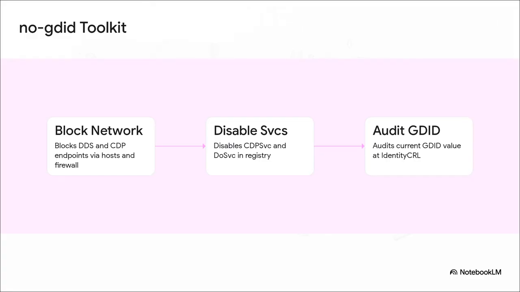So what's really interesting here is exactly how the No GDID toolkit surgically neutralizes that unstoppable tracker. First, it chokes it out at the network layer, because a service that cannot reach the internet simply cannot report. Second, it aggressively disables the background daemons, right at the source, directly in the registry. And finally, it actively audits your current GDID value to cryptographically prove that the transmission chain is totally broken.